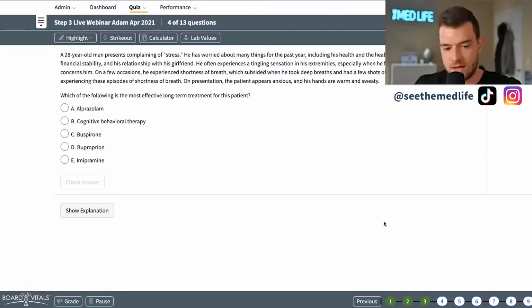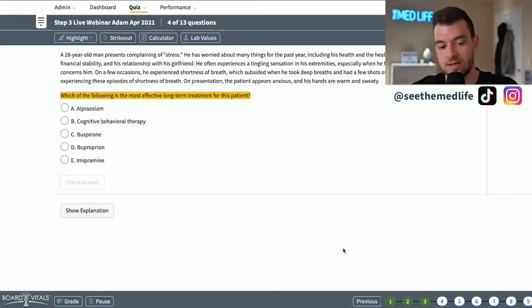So we have a 28-year-old male here. Again, we're going to pause and jump down to that stem. Which of the following is the most effective long-term treatment for this patient? So we don't know what the condition is. We're going to take a look, and I'm just going to scan these. Alprazolam, CBT, buspirone, bupropion, imipramine. I'm not a psych pro, but I know these are psych drugs, right? So we need to find out what kind of condition we're treating with these psych medications.